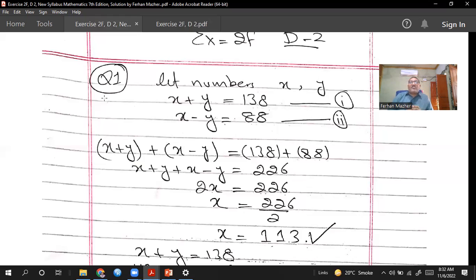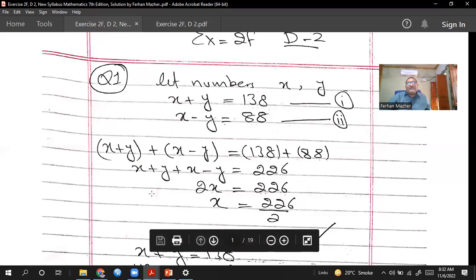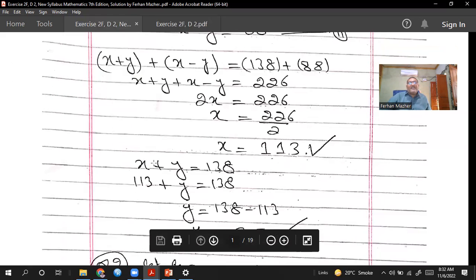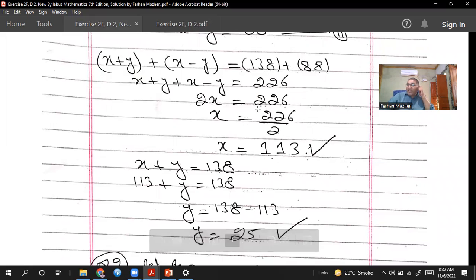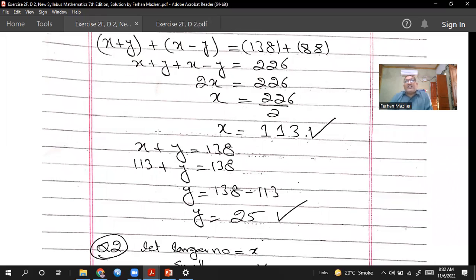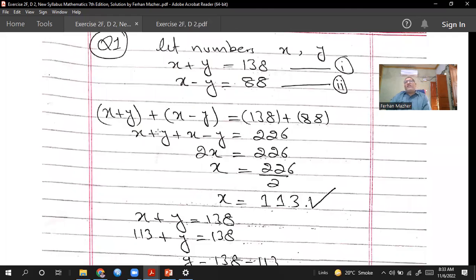So you will have X plus Y plus X minus Y equals 138 plus 88. When you add these two, you get 226. Y and Y will be cancelled. So you will have 2X equals 226. The 2 will go on the other side and divide, so X equals 113.